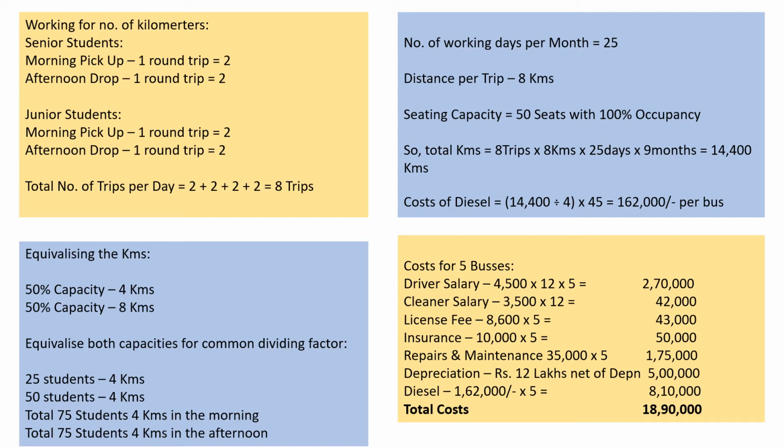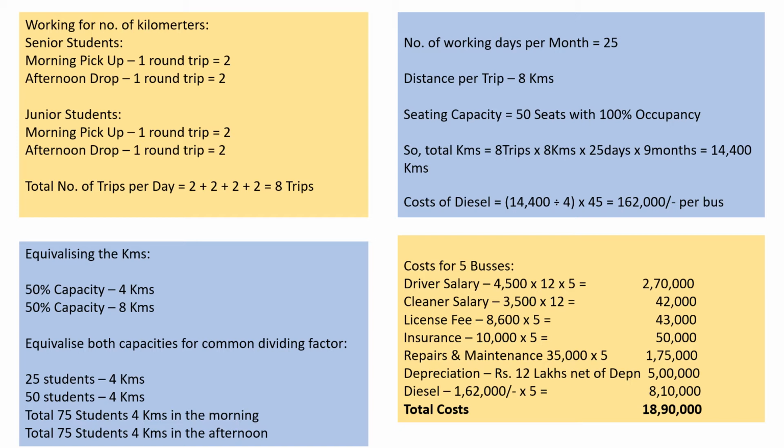Now coming to the total number of days the school operates in a month, which is 25. This is also given, and the distance, as said earlier, is 8 kilometers. The seating capacity is very important for calculating passenger kilometers, but right now we are calculating the total distance of travel, not the passenger, so let us park this 100% capacity. So 8 trips it travels in a day, the distance is 8 kilometers, 25 days per month, and it travels only 9 months, the reason being 3 months are vacations. So in total it travels 14,400 kilometers per annum.